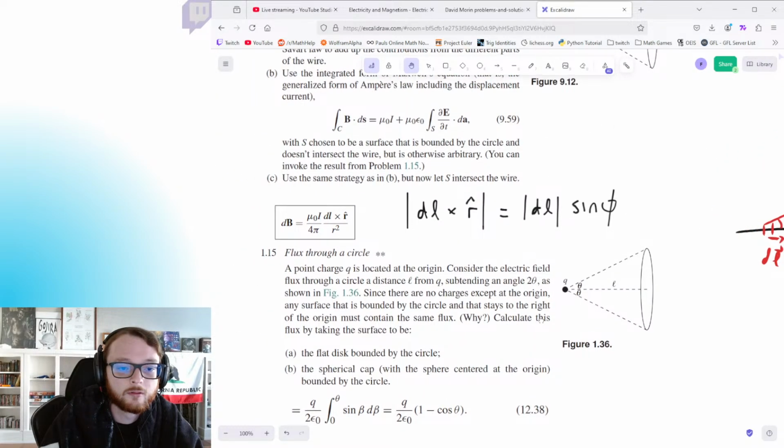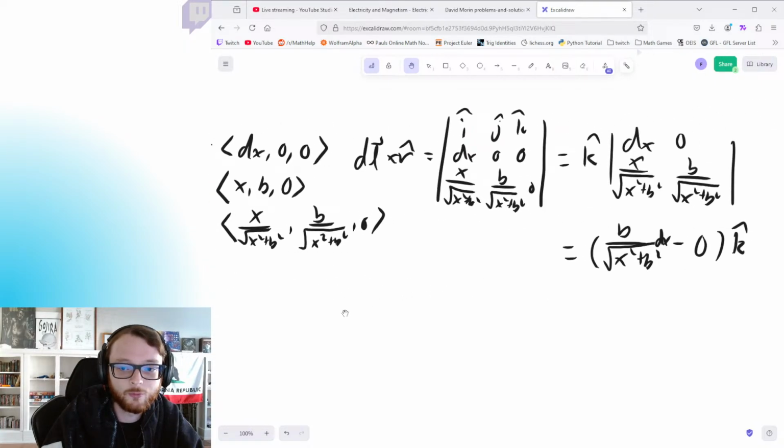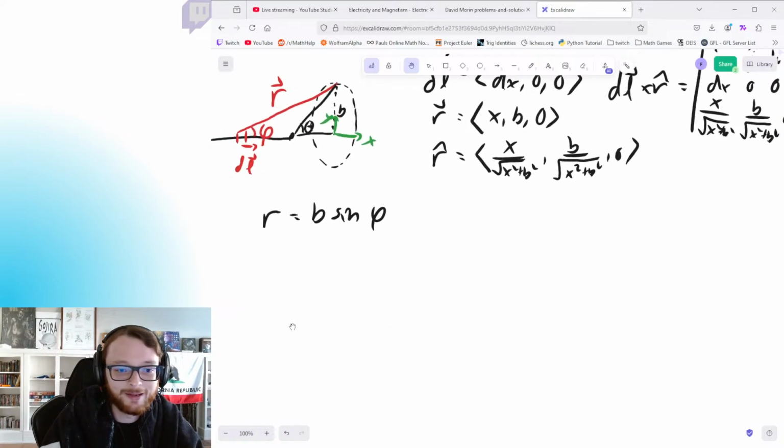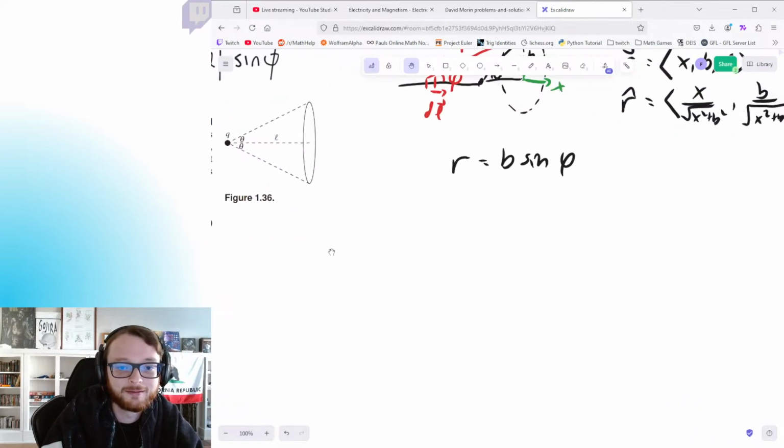So I guess this was doing it the hard way. We probably should have obtained this from a parameterization, but we do, I guess, have dl cross r hat now. Yeah.